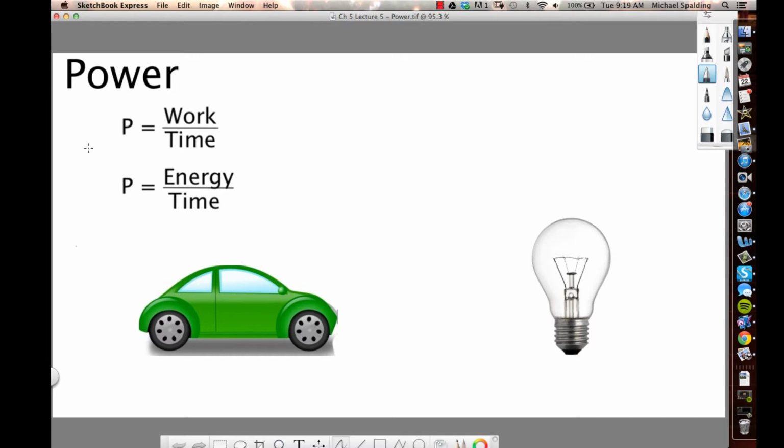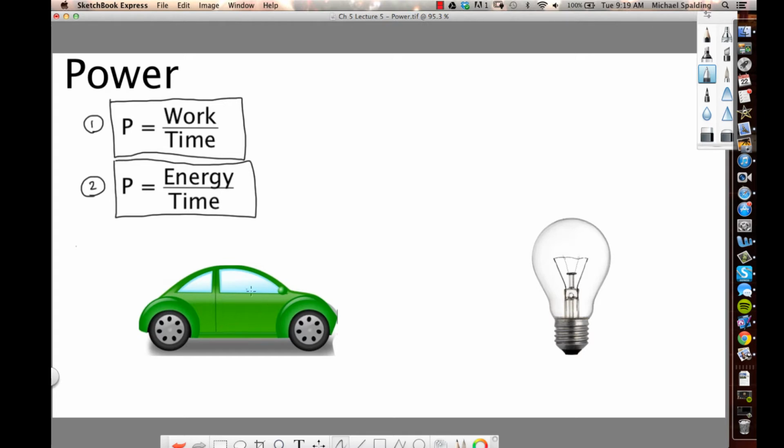There are two ways to look at power, and you all have an idea of what power is. It's a term we use in everyday life, but in the physics sense, there are two ways you could look at power, and these are equations. The first way is you could say that power equals the work done per time. Or you could also say that power is equal to energy used per time. Which way you look at it depends on the situation.